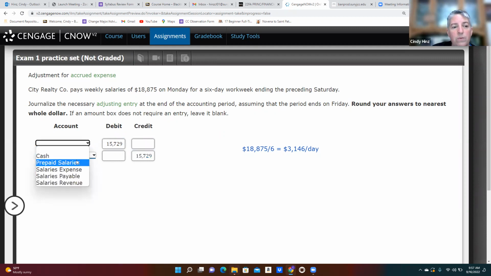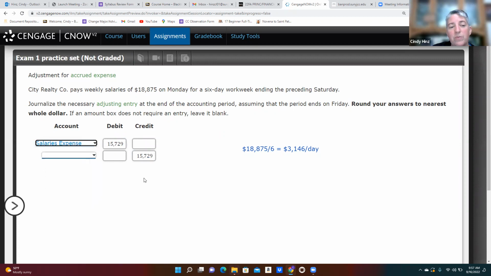So what are we recording? We're making sure we get the salaries expense in the previous period for that Monday through Friday. Saturday will go into the next month or the next period, and the cash flow for the whole almost $19,000 will also happen in the next period. So remember, adjusting entries never affect cash.